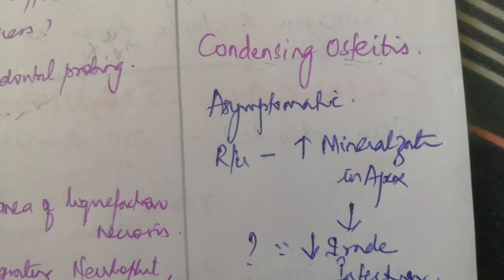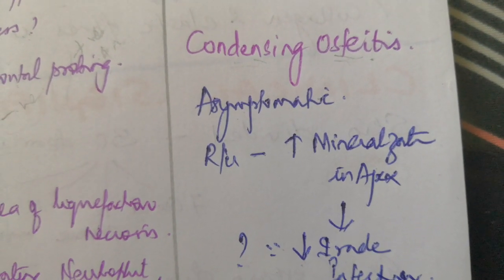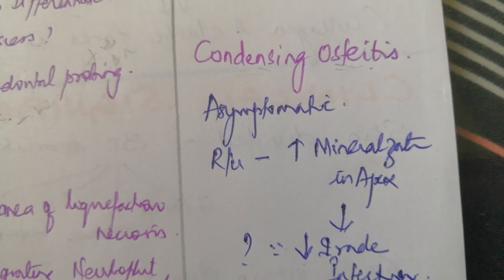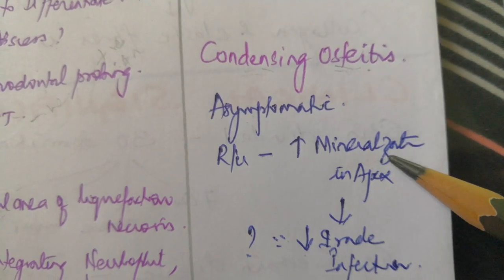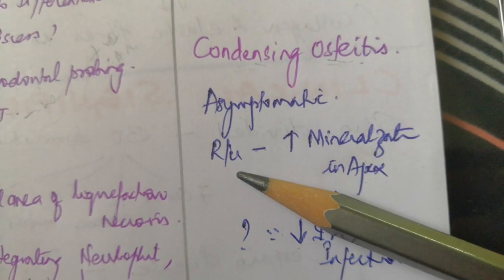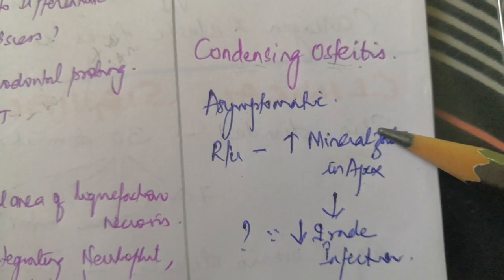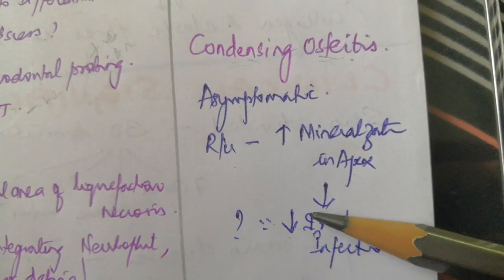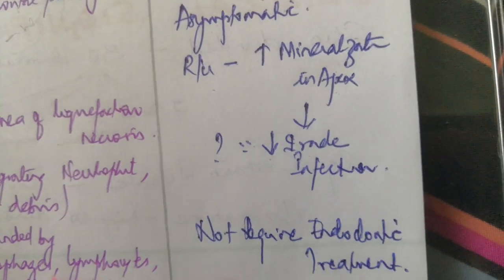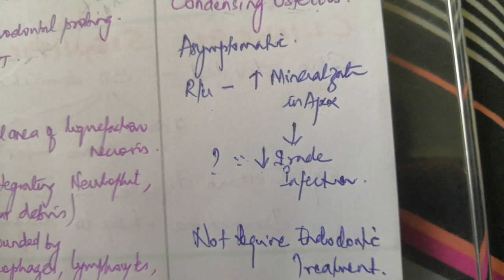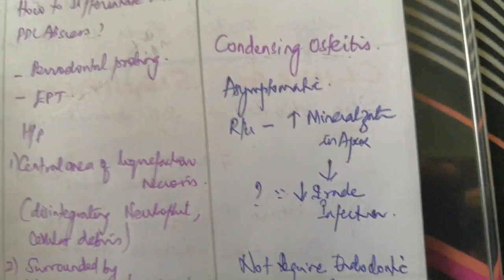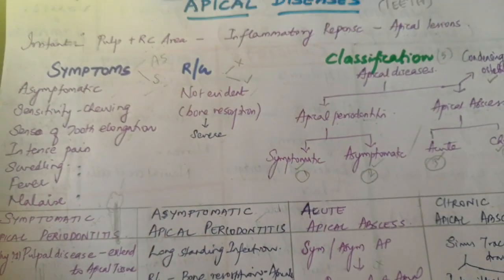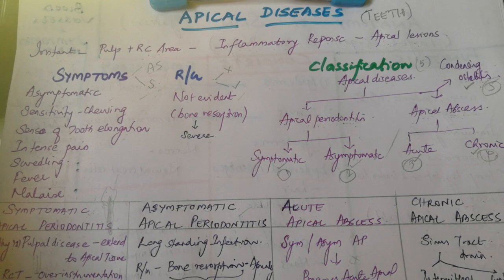The fifth one is condensing osteitis. Condensing osteitis is asymptomatic, and you will see an increase in mineralization in the apical region radiographically. Why is there mineralization? Because it's a low grade infection. In this case, you need not require any root canal treatment or endodontic procedure. So, this is the overall view of apical diseases of the teeth.